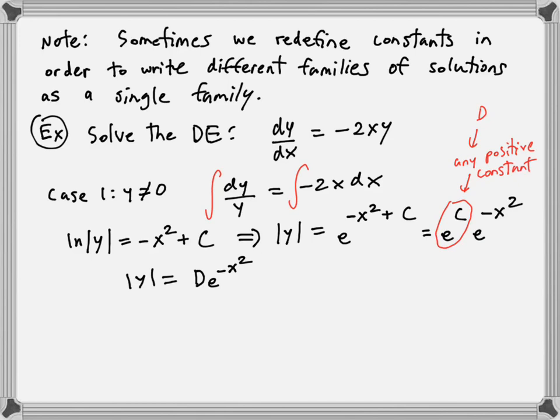So now what does y become? We have the absolute value of y. So doesn't this mean that y is equal to plus or minus d e to the negative x squared? Again, that comes from the absolute value. So this is true where d is positive, right? D has to be positive. In other words, 0 is not an option.